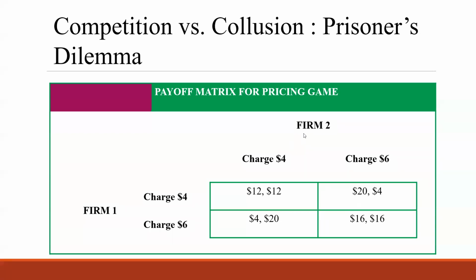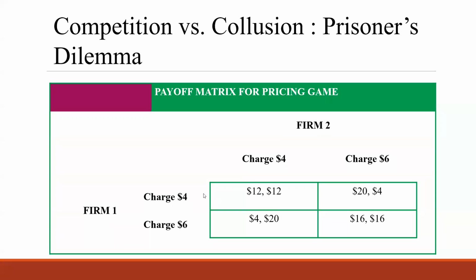Now look at firm 1. If firm 2 charges 4, firm 1 chooses between charging 4 and getting 12, and charging 6 and getting 4. So firm 1 should charge 4. If firm 2 charges 6, firm 1 chooses between 20 by charging 4 and 16 by charging 6. So still firm 1 should charge 4. So firm 1 charging 4 is a dominant strategy for firm 1.